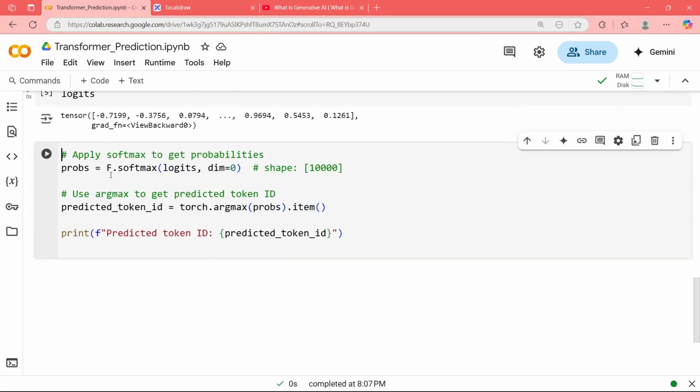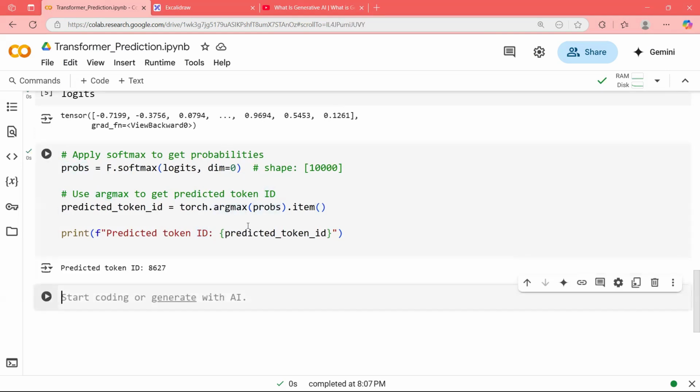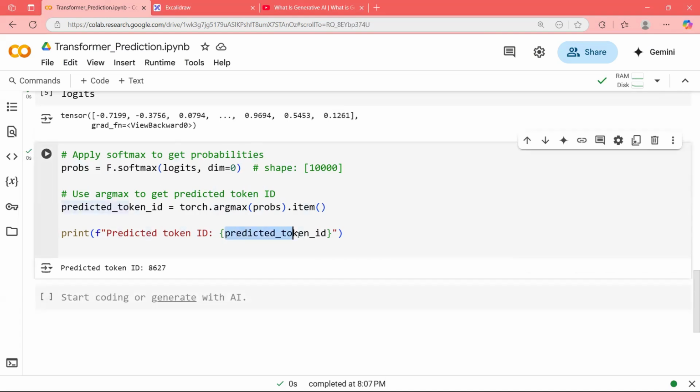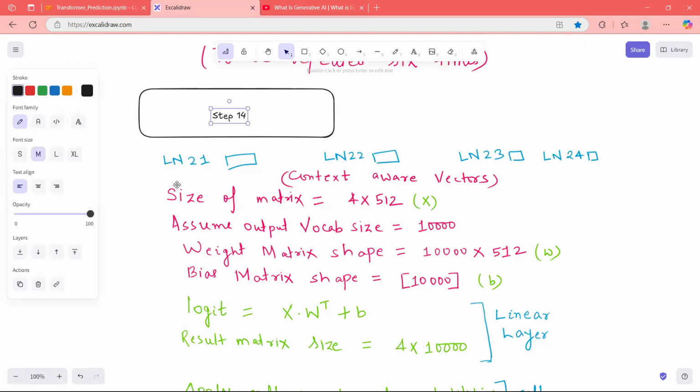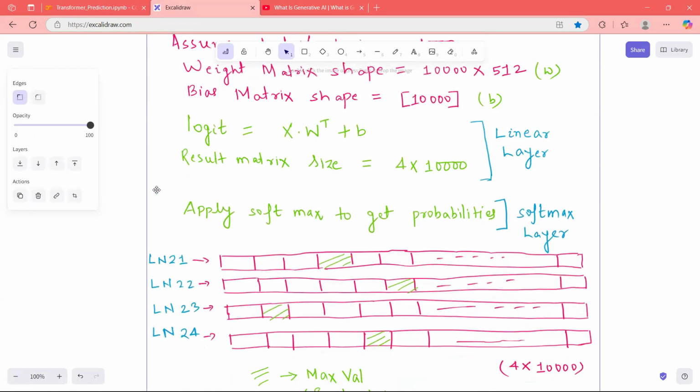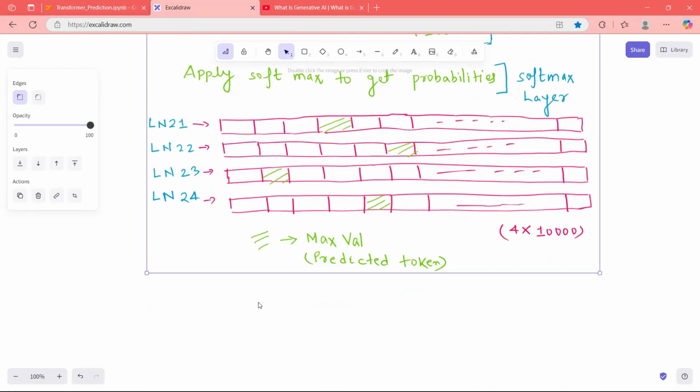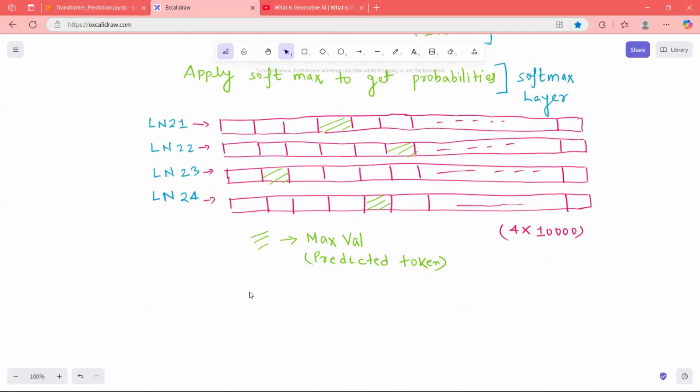To get the probability, you simply have to pass it through softmax and use argmax to get the predicted token ID. So I take the argmax of the probs, whichever is the highest, that is my predicted token. The predicted token ID is basically 8627. So whatever token number 8627 is, that is the prediction in this case. I explained the last step, with two sub parts: the linear layer and the softmax layer.